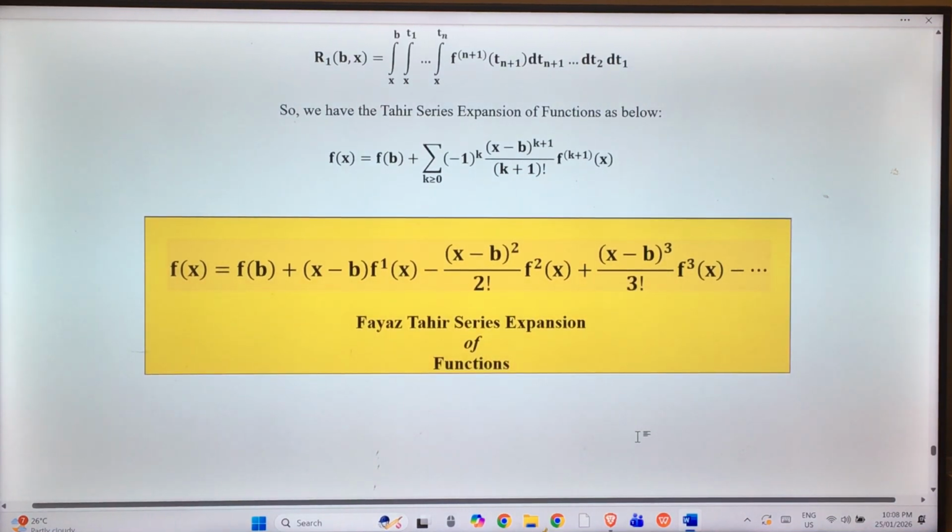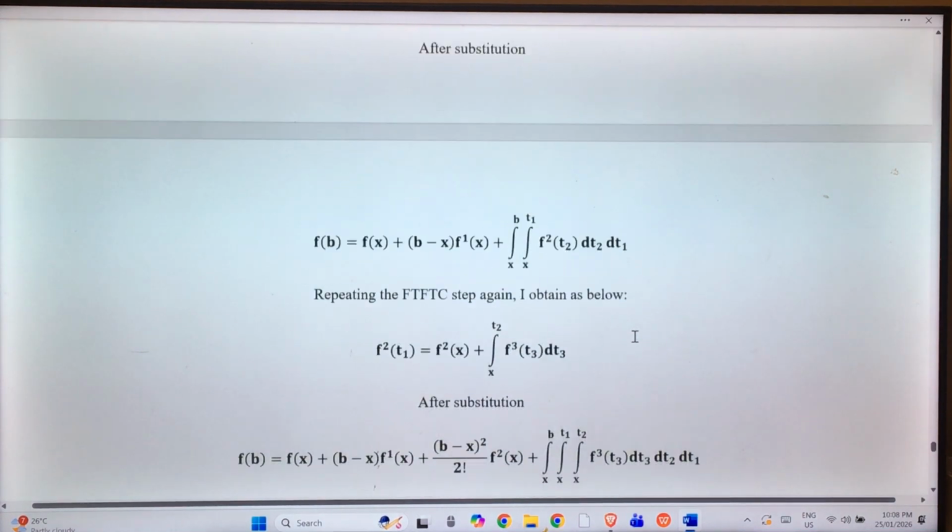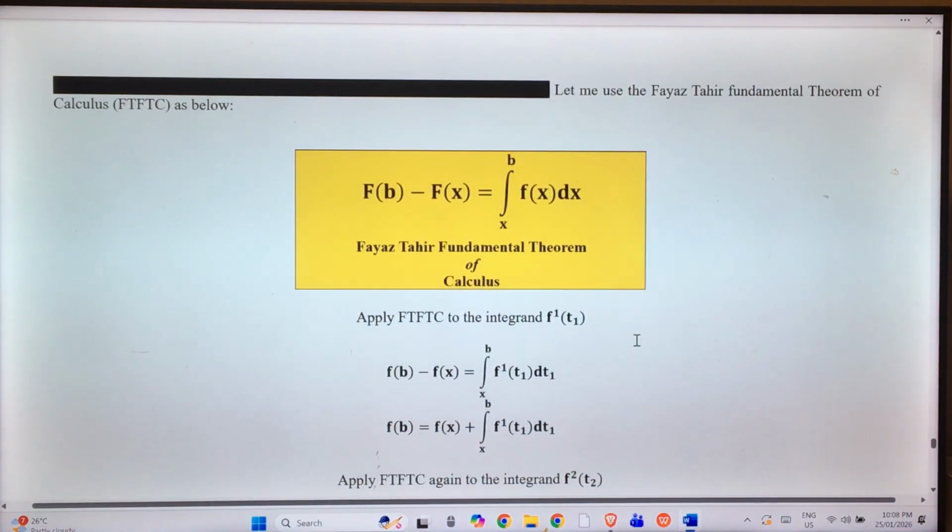Guys, in this video I will do the proof of Fayaz Tahir series expansion of functions. f(x) is equal to f(b) plus (x minus b) f prime (x) minus b whole square over 2 factorial f double prime (x), plus and so on. For this I will use Fayaz Tahir fundamental theorem of calculus.